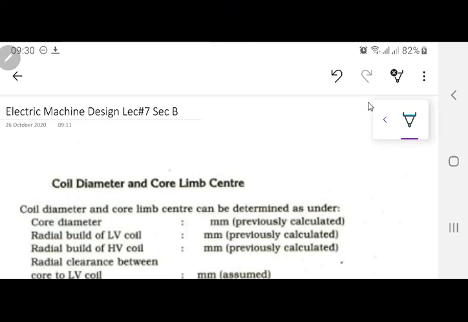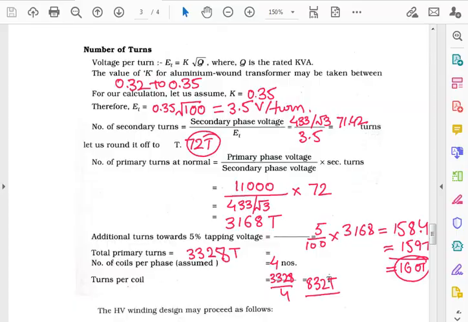Okay. Today we are talking about the core design. A little while back, we did the low voltage winding and the high voltage winding. Today we are going to talk a little bit about the core, and then I'm going to go towards the weight calculation of the core. But before we go on towards that, we want to see some things from the previous lecture.